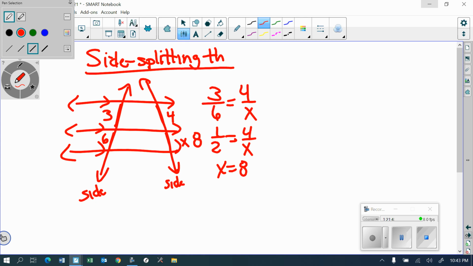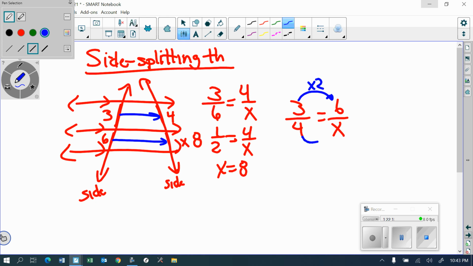Another way I could have set it up, 3 over 4 equals 6 over x. Notice in that way, that's the same proportion. I just went left to right on the top one, so I have to go left to right on the bottom. I could have gone right to left. I said 4 over 3 equals x over 6, as long as I go in the same direction. Now, I can either cross multiply, or here's one of the shortcuts I've shown you. 3 times what is 6? 2. So then I have to multiply by 2 here. 4 times 2 is what? 8. There's my answer, 8.